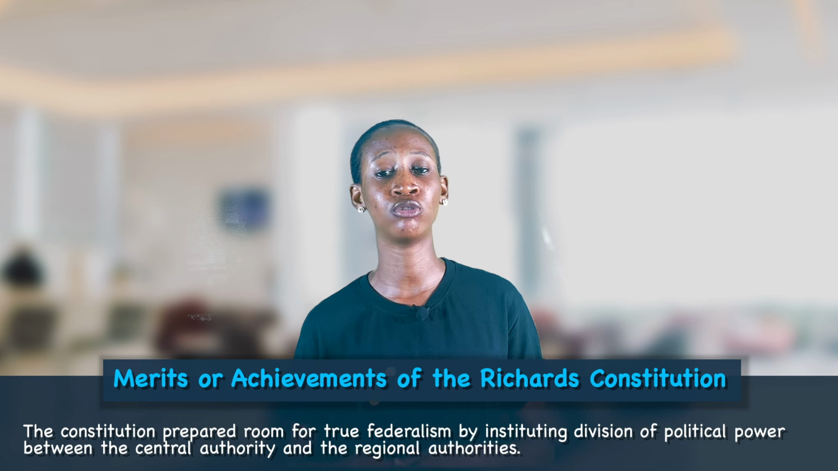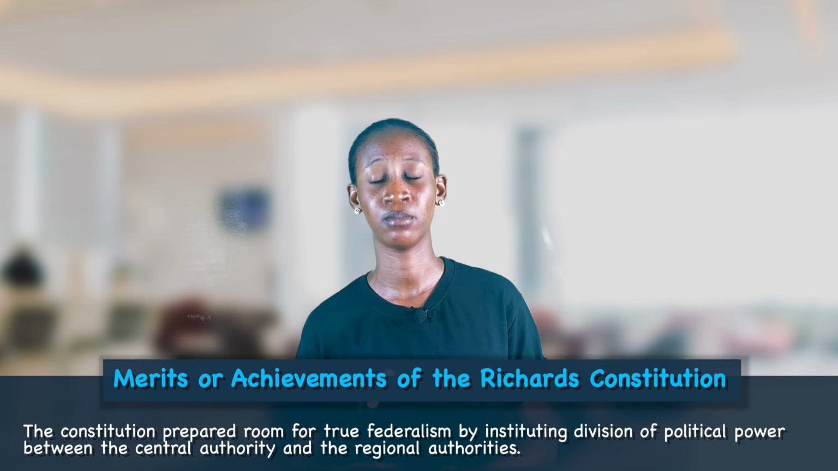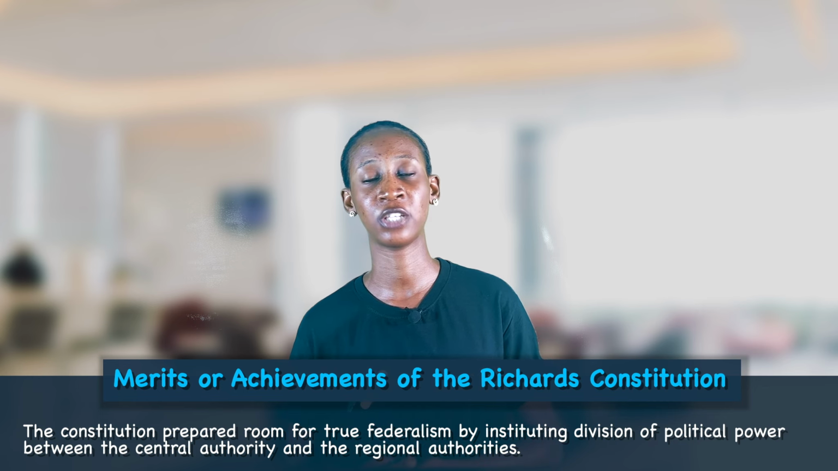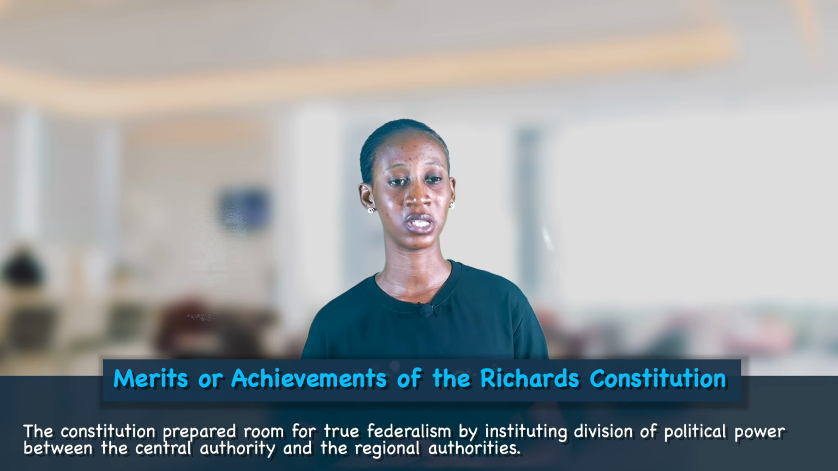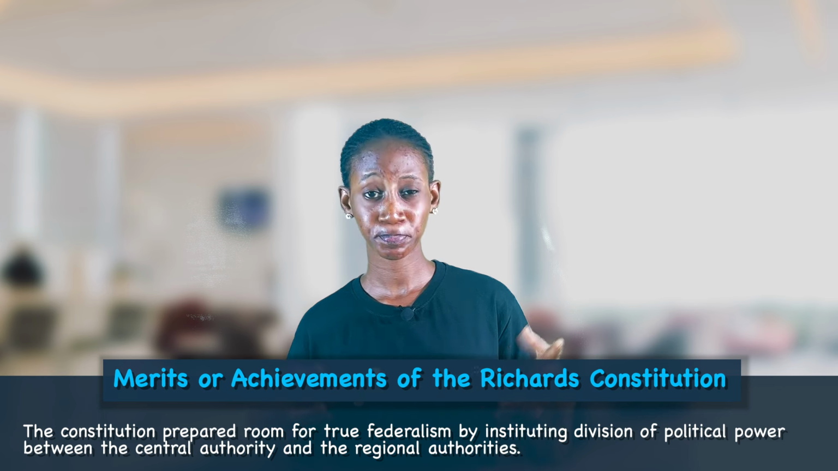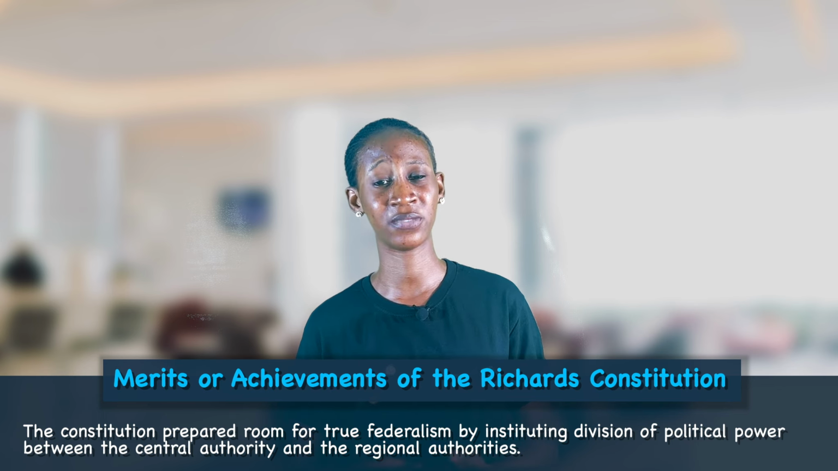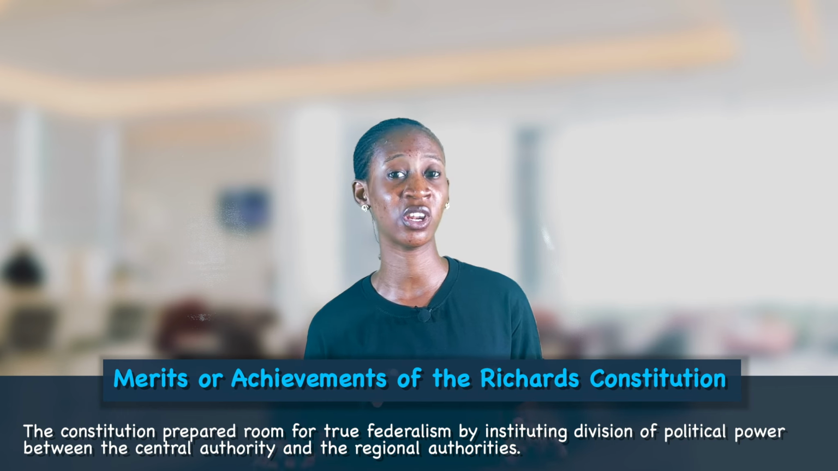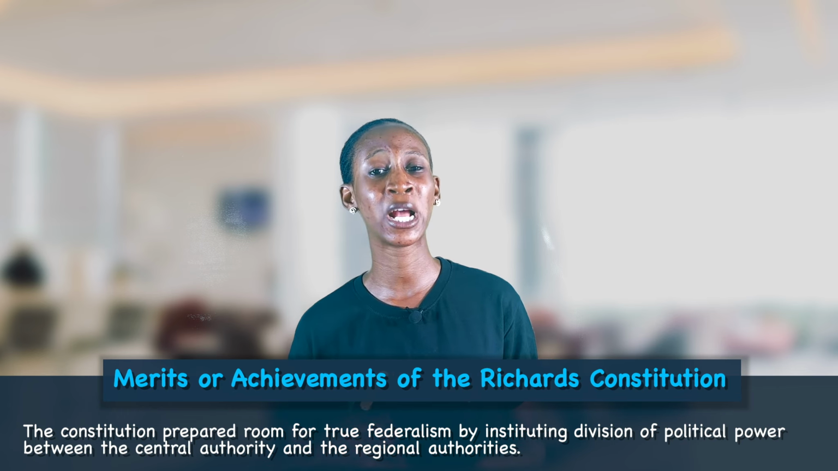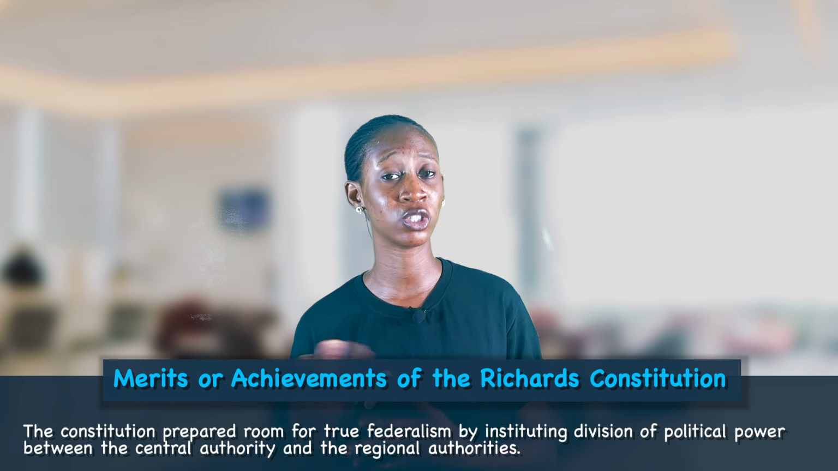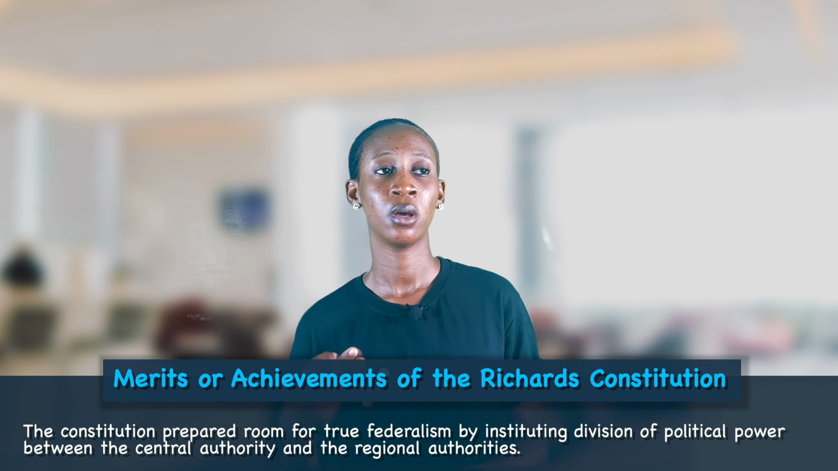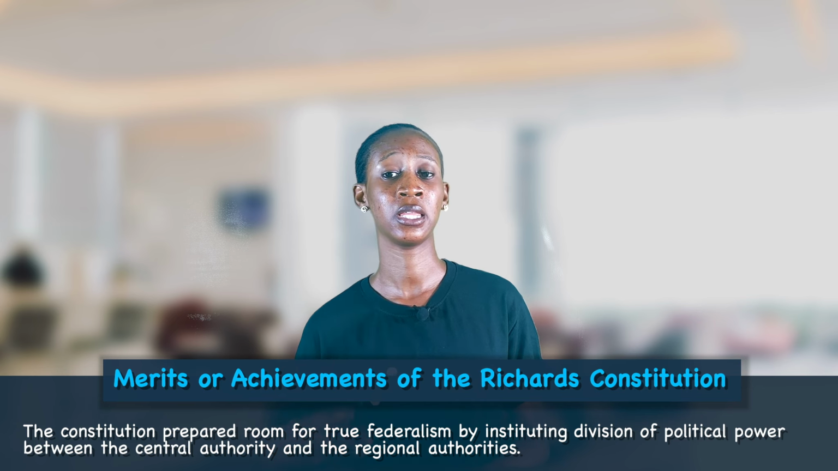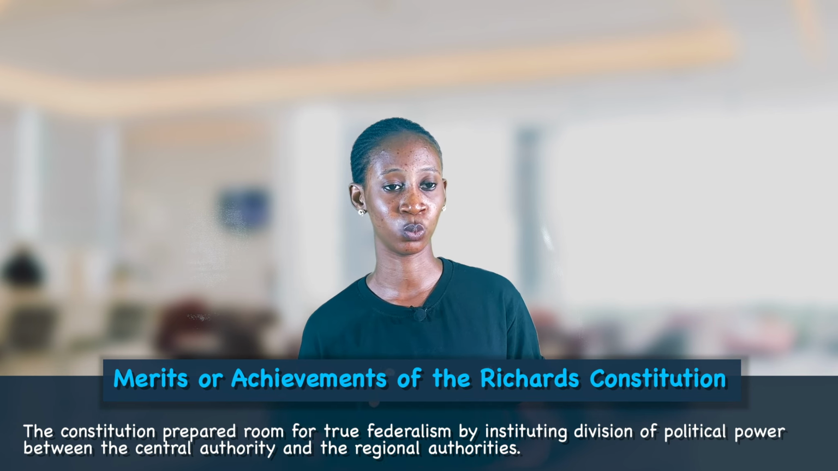So it prepared room for true federalism by dividing the political powers of the central authority and the regional authority. But we can't say it's a totally true federalism. It's more like a quasi-federalism, because the regional legislative councils could not make law. They only had the power to discuss legislation. But the power to make laws for the regions was still vested in the central authority, the House of Representatives.